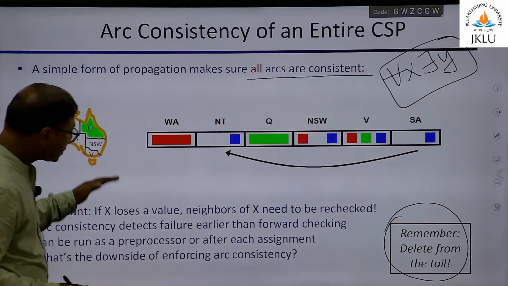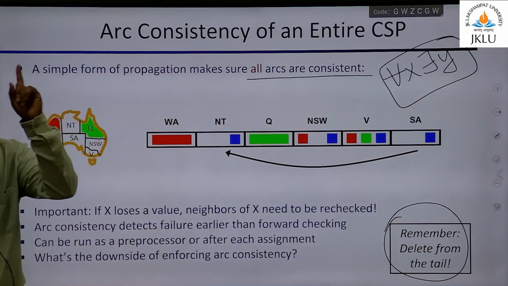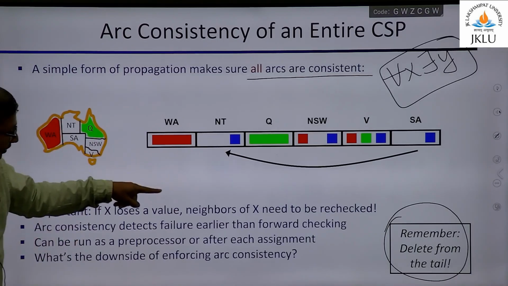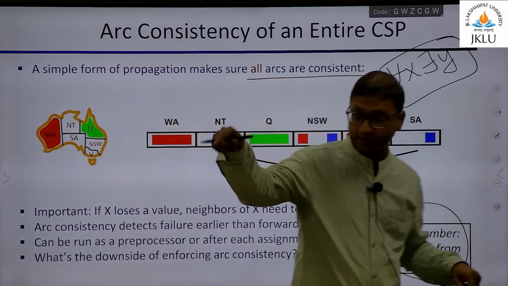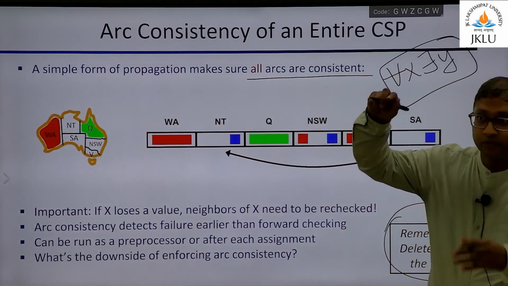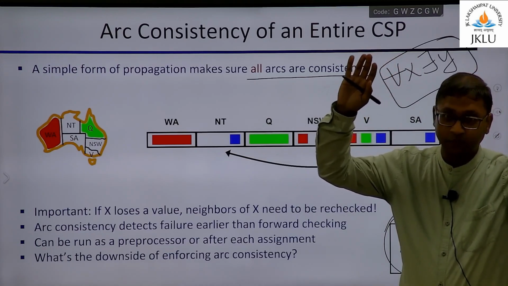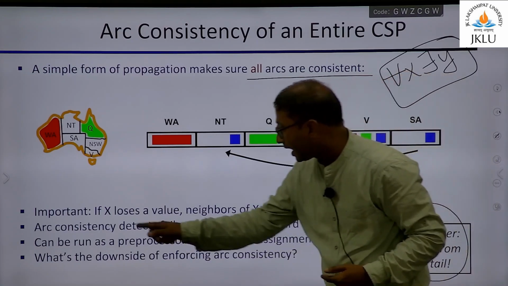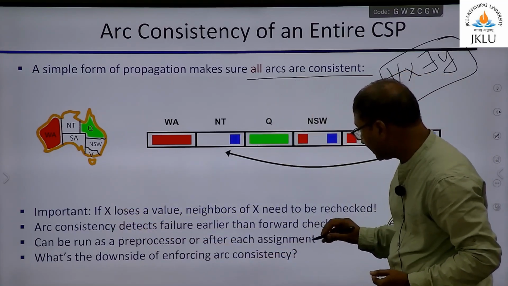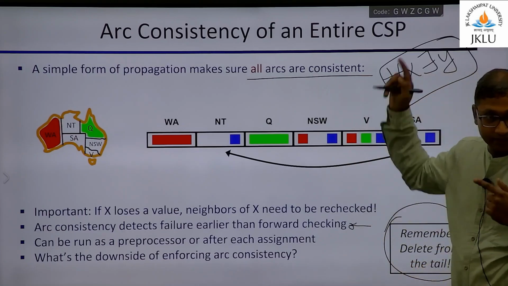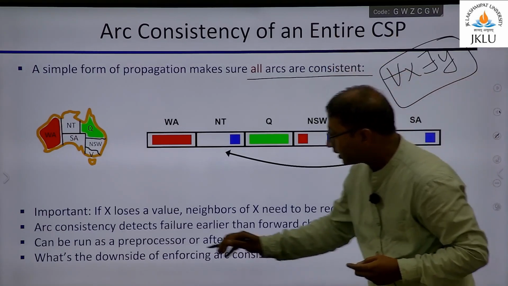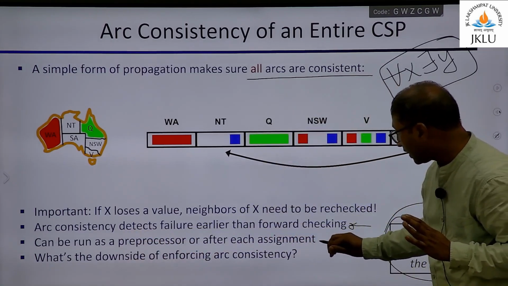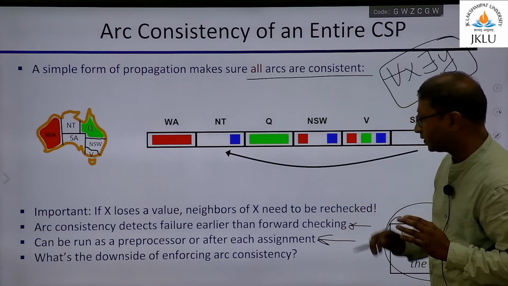So if x loses a value, remember you are deleting from the tail. If x loses a value, neighbors of x need to be rechecked. But you have deleted a color from somewhere, so you need to recheck for the neighbors of x. Arc consistency detects failure earlier than forward checking, वो जो अपन कर रहे थे last time, right? It can be run as a preprocessor or after each assignment.